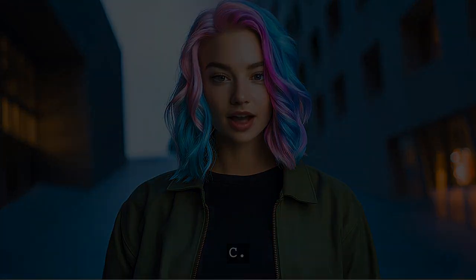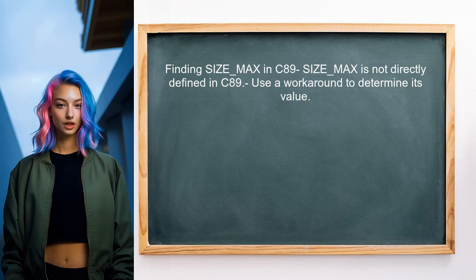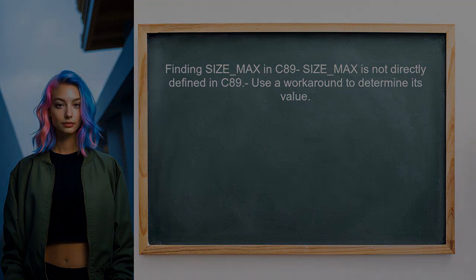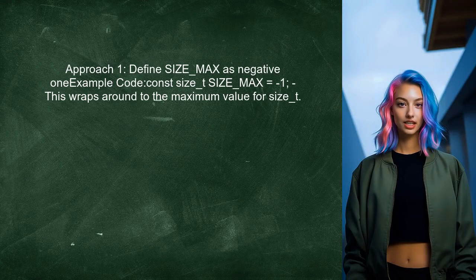in your C programs. To find the maximum value for size_t in C89, the user can start by understanding that SIZE_MAX is not directly defined in this version of the C standard. Instead, they can use a workaround. One approach is to define SIZE_MAX as -1.